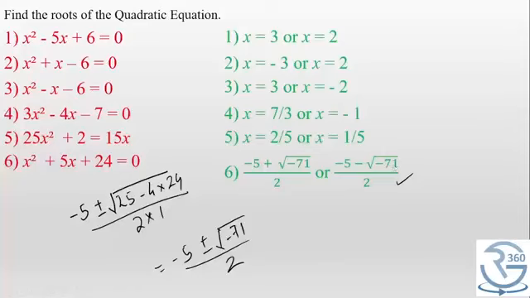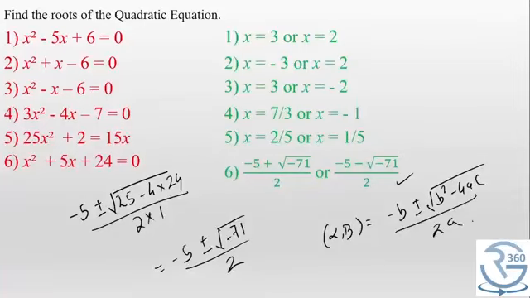So whenever I am not able to split the middle term, I am going to use the formula of the roots of the equation, which is nothing but alpha, beta is minus b plus minus under root of b square minus 4ac divided by 2a.